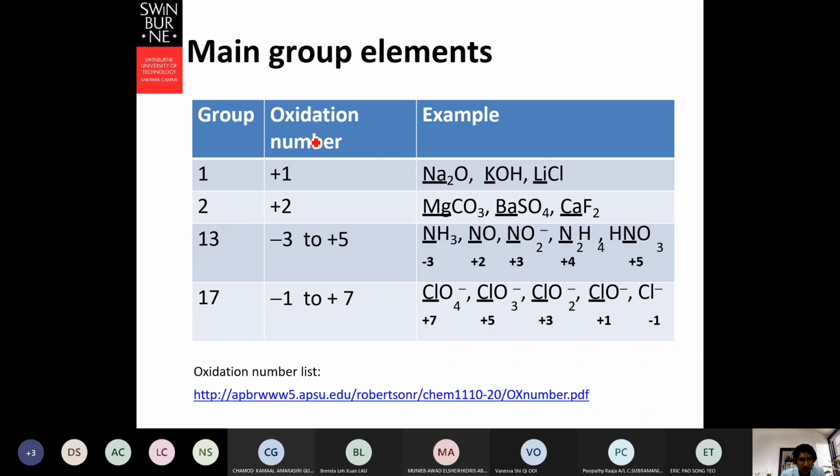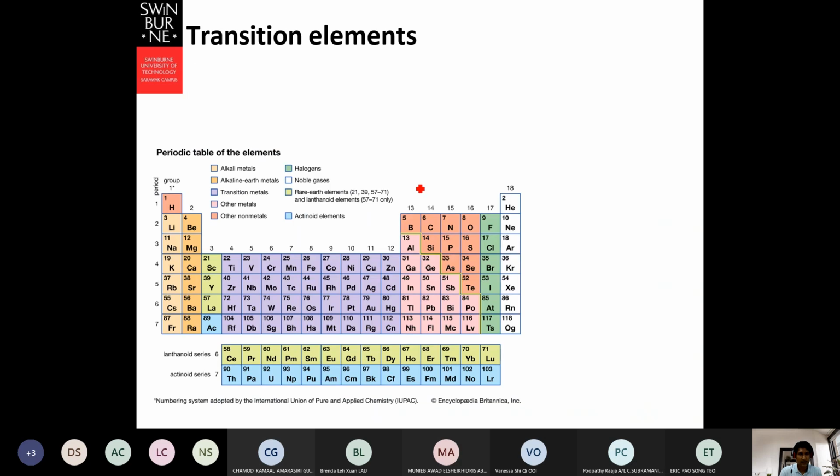Okay, so main group elements, group 1 should be sodium, potassium, lithium. This is the rule that sodium, potassium, lithium, they should have +1. The second group, magnesium, beryllium, calcium, they should have +2. And group 13, -3 to +4, +5, and group 17, -1 to +7. Due to these oxidation numbers, we have so much fun in chemistry. If there were not many of these oxidation numbers, we would not have that much fun.